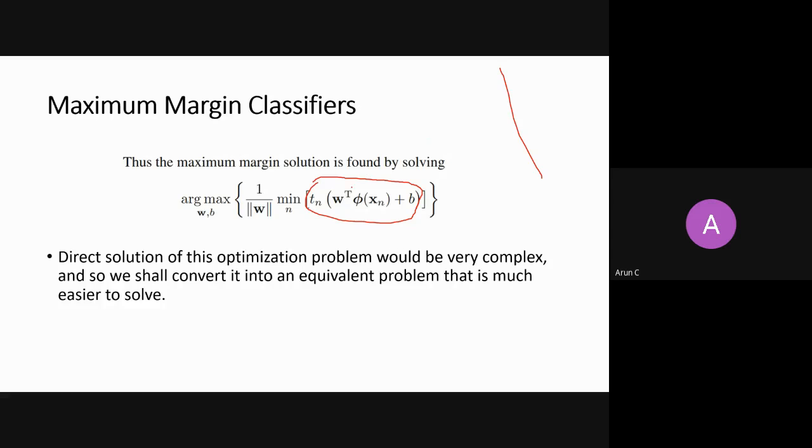I can scale my W such that the nearest point to my decision boundary, or hyperplane, gives me a distance equal to 1, because I have a scaling power. I will take an example to make it clearer, but is this intuitively clear to you? I can scale my W such that the nearest distance of a point from a hyperplane is equal to 1. Yes or no?